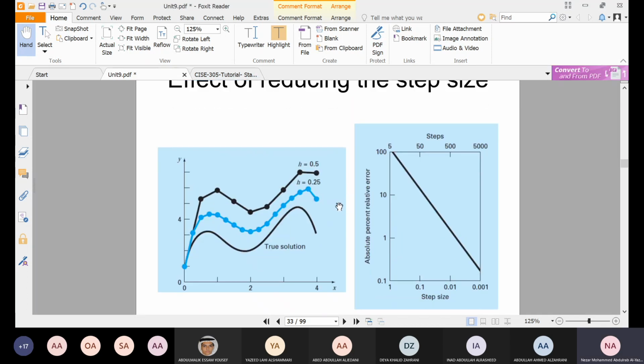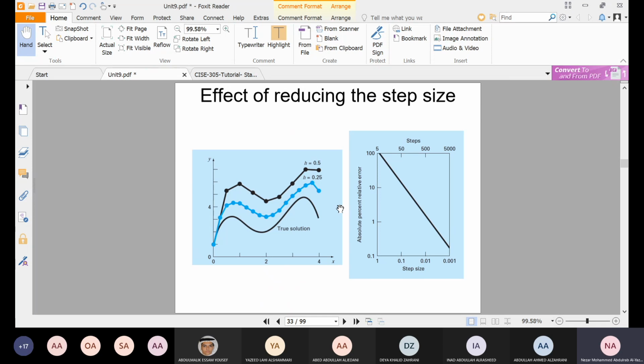So this graph represents what happens when we reduce the step size as usual. If we reduce the step size, in this case, we can have a good accuracy, so this will enhance the accuracy. We can see this is the true value. This is the example that we did. And this is the new estimation when H2 is equal to half of H1. So in this case, we can see we reduced the error here.